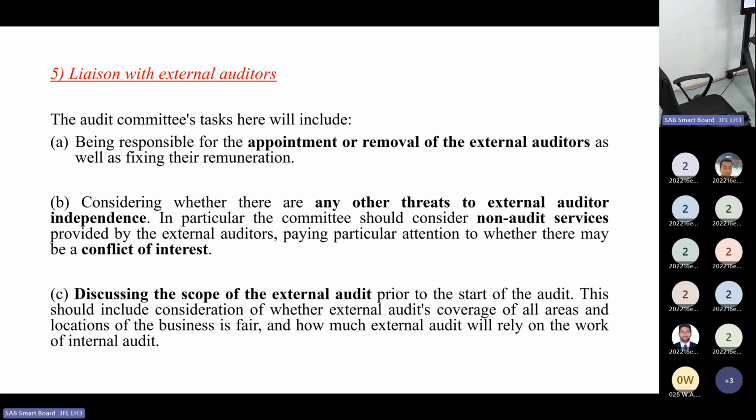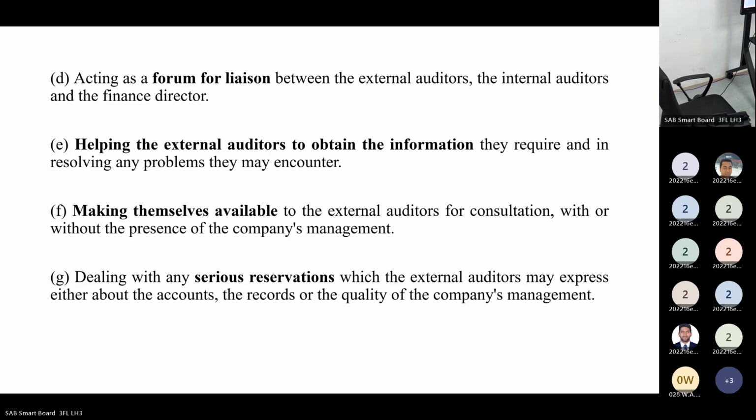Will they audit our subsidiaries? To what extent will they audit? Or how much will they depend on internal audit? That kind of discussion will be done. Then, acting as a forum for liaison between the external auditor and internal auditor. The audit committee builds the relationship between these two.